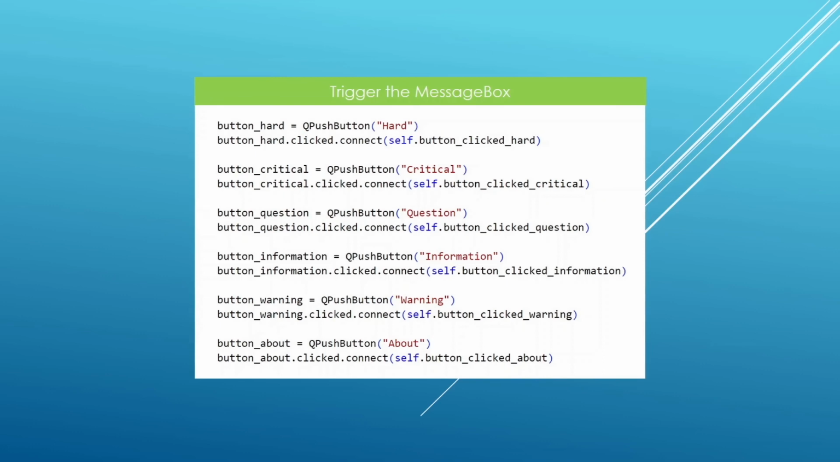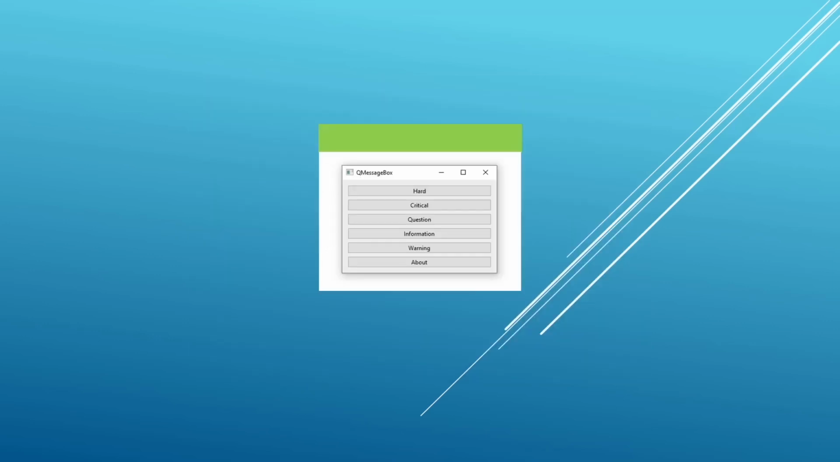What we will do is set up a bunch of buttons in our user interface. Whenever you click on one of these buttons, we're going to trigger a different kind of message box. This one is going to trigger the message box we set up the hard way. The second one here is going to trigger a critical message box, and we will keep going until we hit the about message box, as you see down here. And here is how our buttons are going to look. So nothing complicated here.